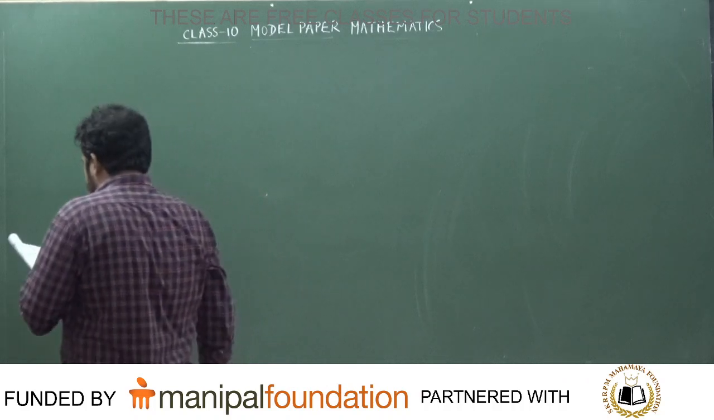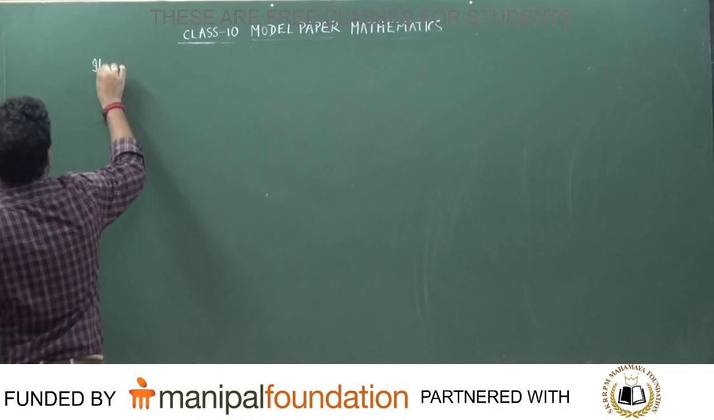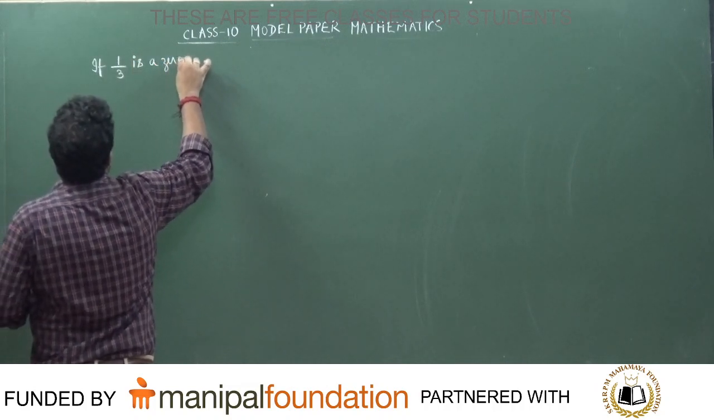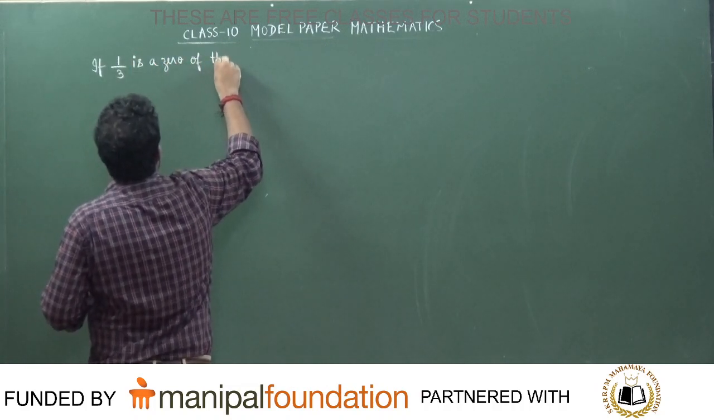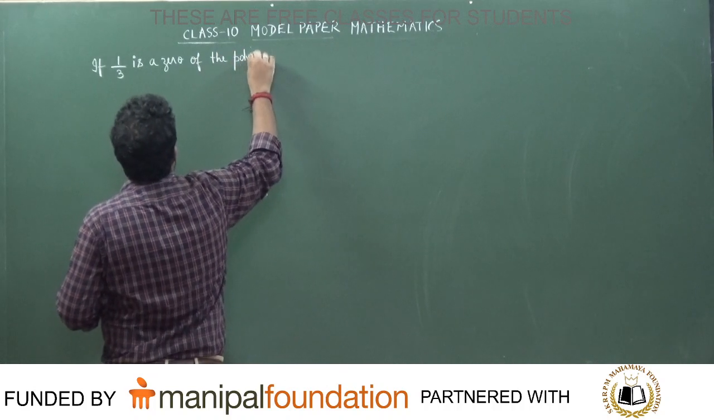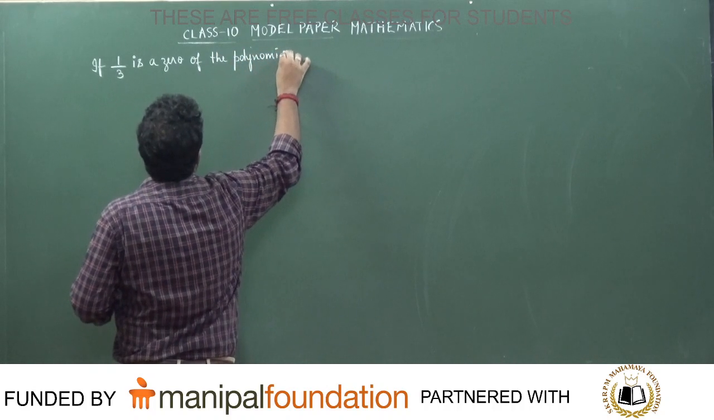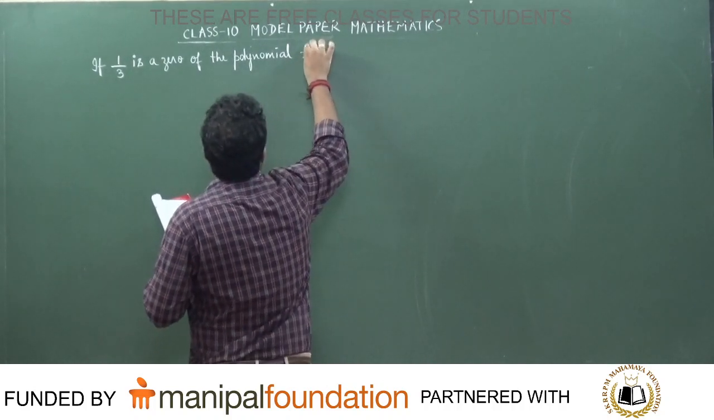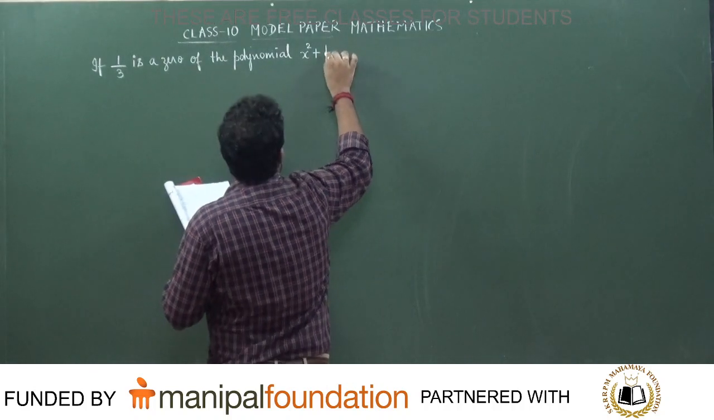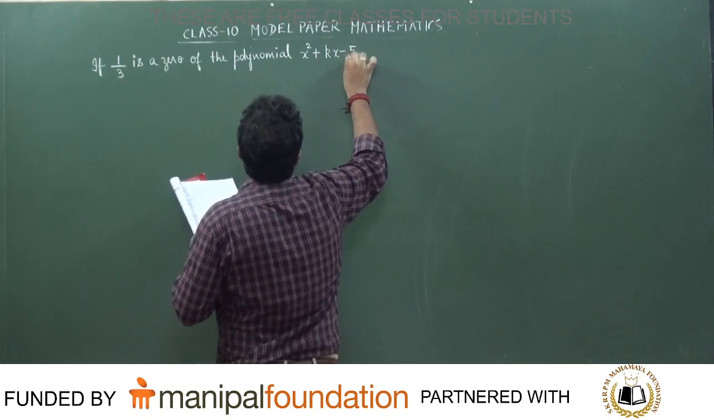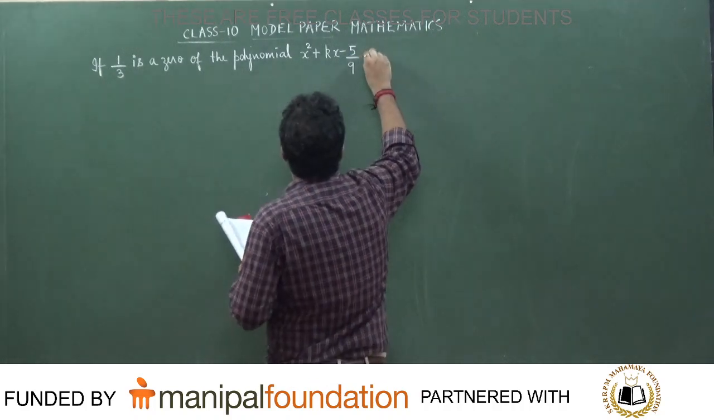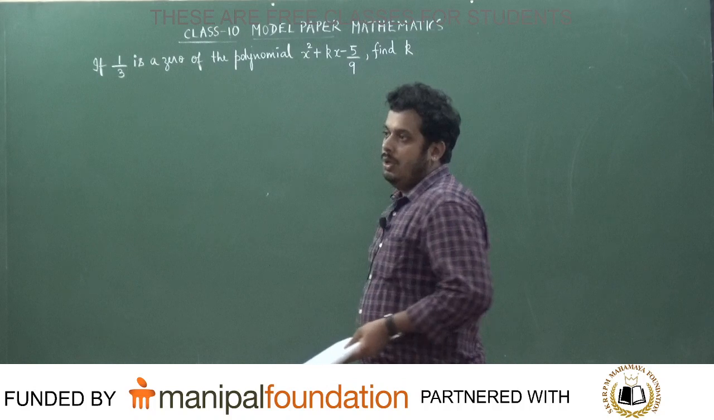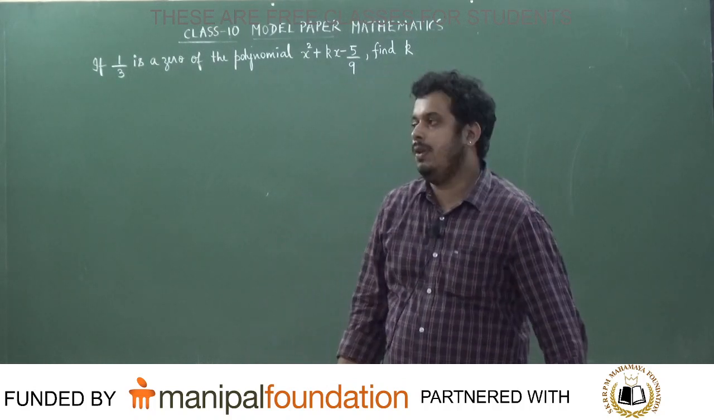If 1 by 3 is a 0 of the polynomial. See, most of the questions are from polynomials, trigonometry, quadratic equations, AP; all this you should know correctly. If 1 by 3 is a 0 of the polynomial x square plus kx minus 5 divided by 9, find k is the question asked. All of you write this correctly. We'll see how to solve this problem.